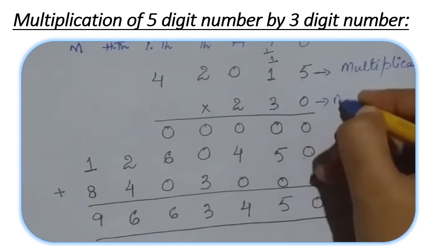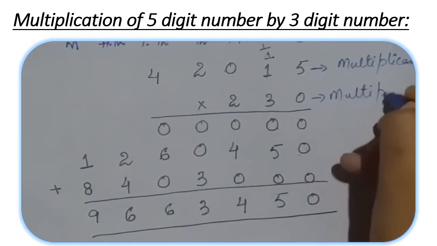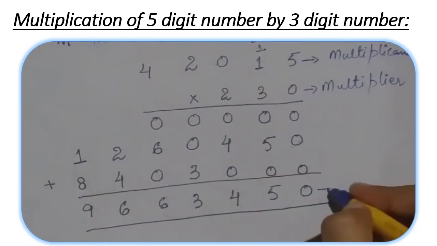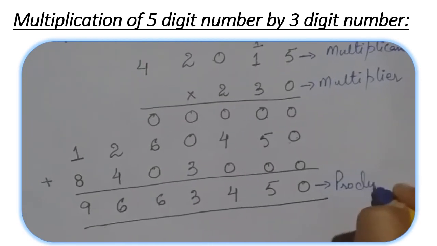In this example, let me tell you once again, this is multiplicand, this is multiplier, and this is our final product.